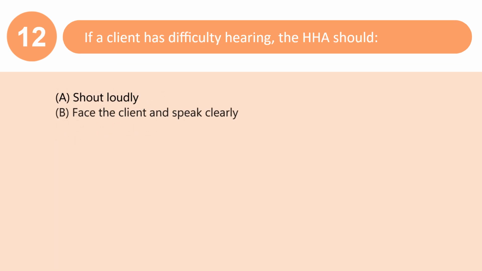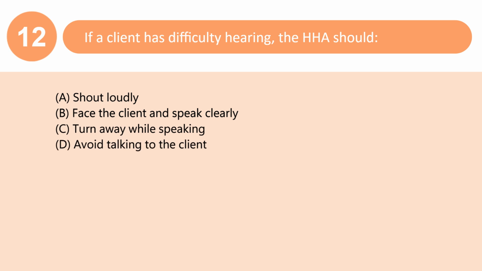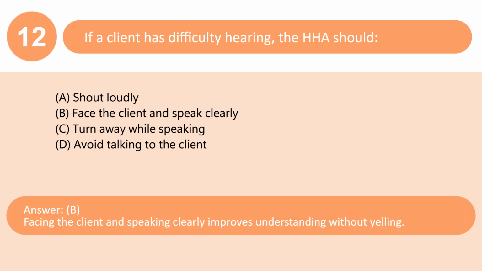If a client has difficulty hearing, the HHA should: A. Shout loudly. B. Face the client and speak clearly. C. Turn away while speaking. D. Avoid talking to the client. Answer, B. Facing the client and speaking clearly improves understanding without yelling.